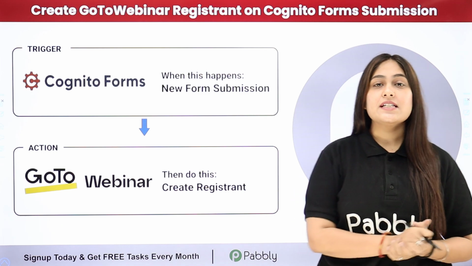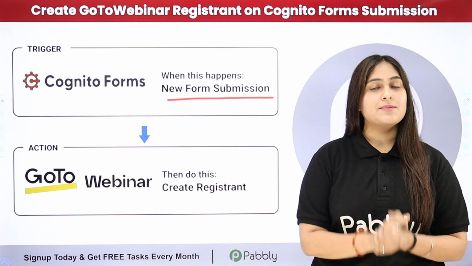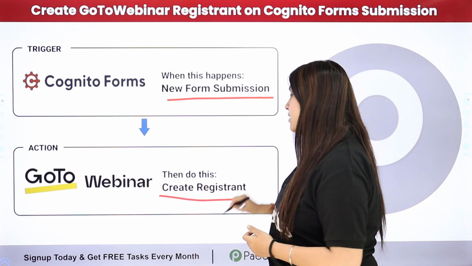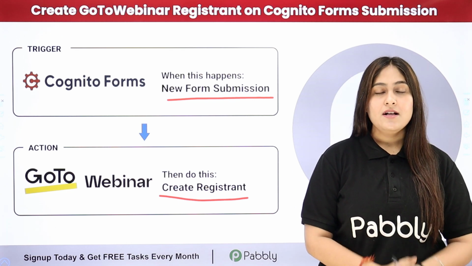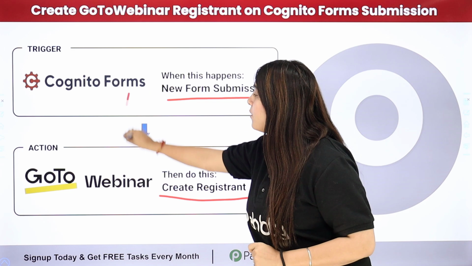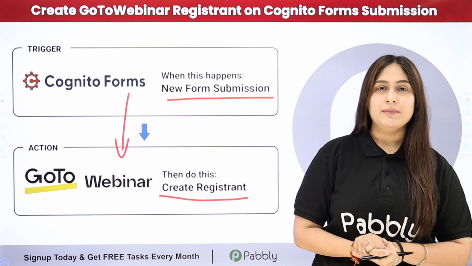So here my objective is that whenever I receive a new form submission, then automatically the person who has made the form submission should be added as a new registrant in my GoToWebinar account under that particular webinar. So now here to automate the entire process, I need to connect my Cognito Forms with my GoToWebinar account using an automation software named Pabbly Connect.